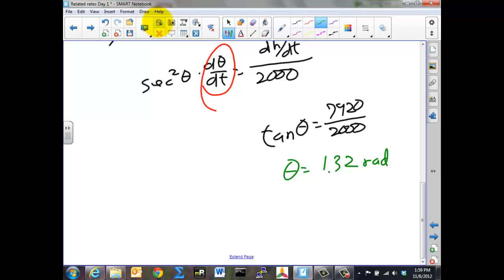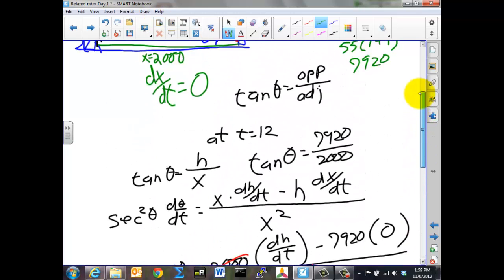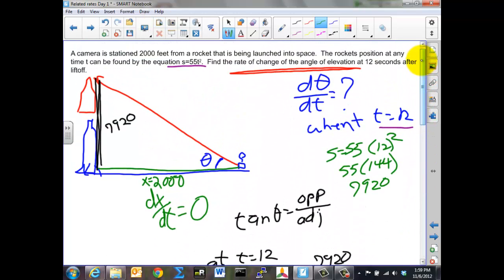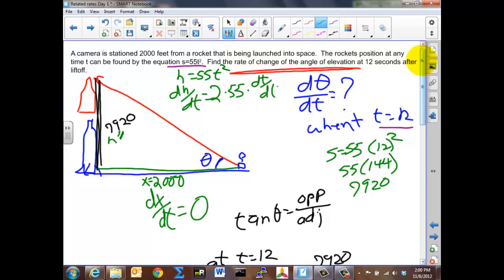So now we can put 1.32 radians over here for secant and figure out what that is. We still need to know dH dt though, don't we? Well, where's H in our picture? This thing over here? This is H. How did we come up with that 7920? S equals 55 t squared. So really, we could say that H is 55 t squared, right? So the derivative of that is dH over dt equals 2 times 55 times dt over dt?